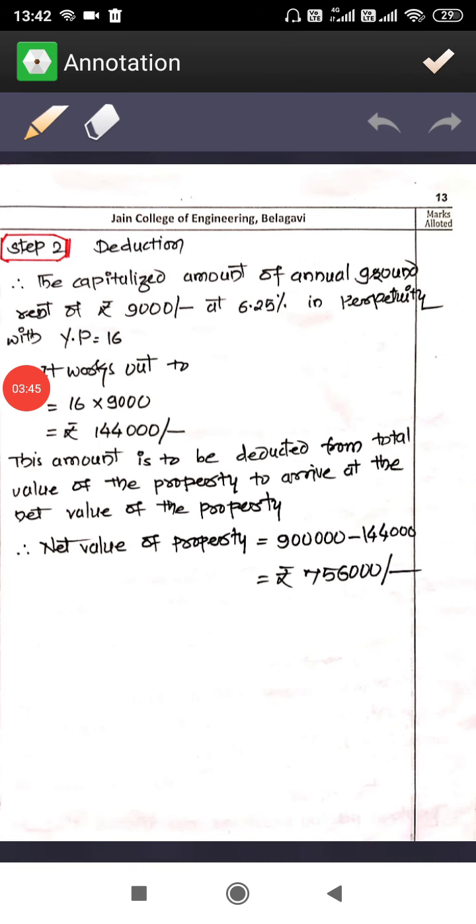Now this is step 2 where we are going to do the deductions. Here the capitalized amount of the annual ground rent of rupees 9,000 at 6.25% in perpetuity, with the year's purchase 16. If you see this, the rate is given. The annual rent is 9,000 rupees.